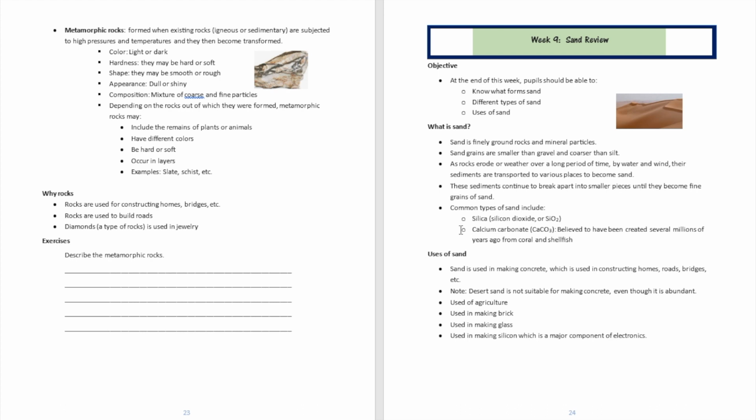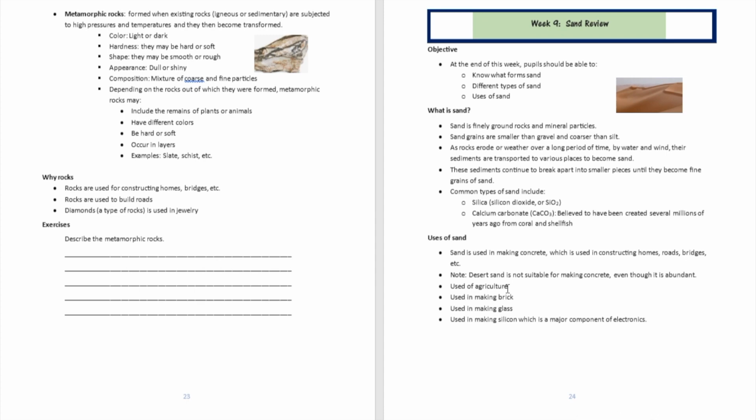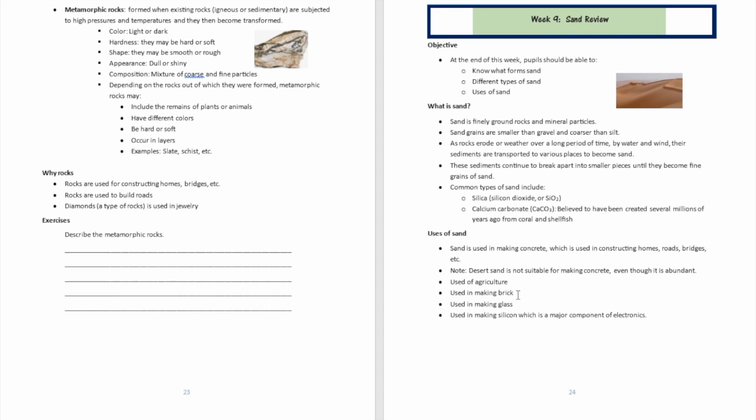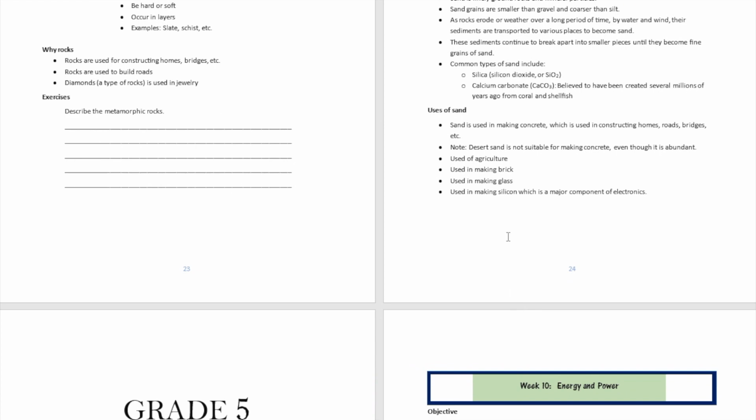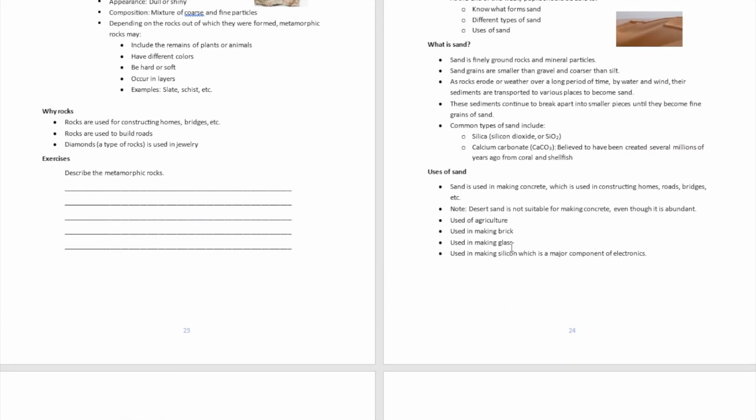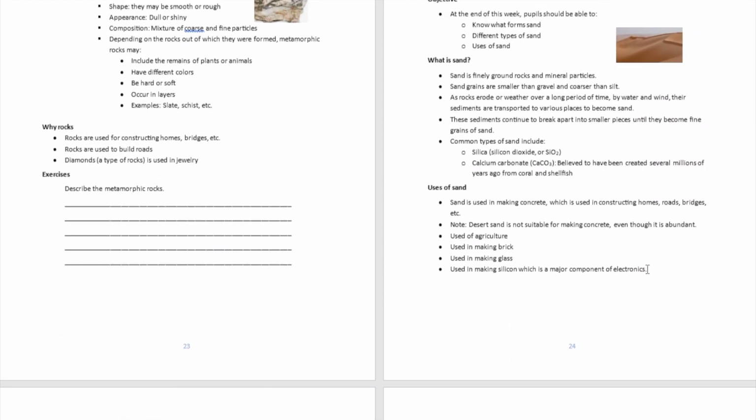What do we use sand for? We use sand in making concrete, which is used in constructing homes and roads and bridges. Desert sand is not suitable for making concrete, even though it is abundant. So you've got to take note of that. Sand is used in agriculture. It is used in making brick. It's used in making glass. It's used in making silicon, which is a major component in electronics.